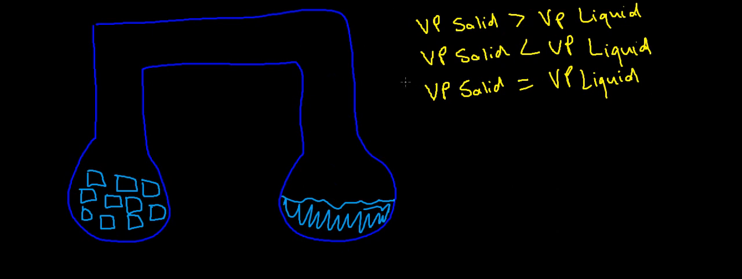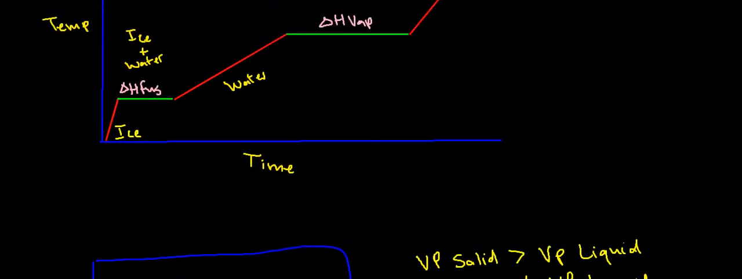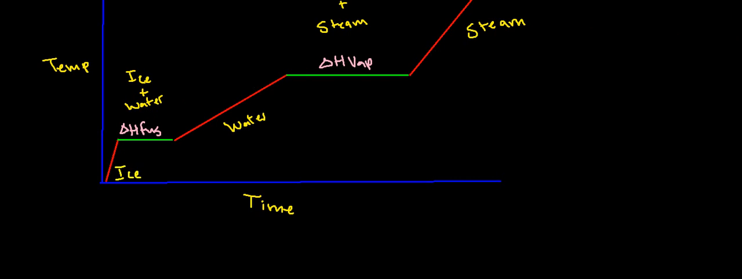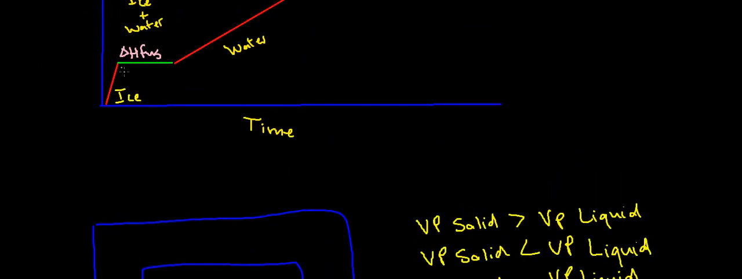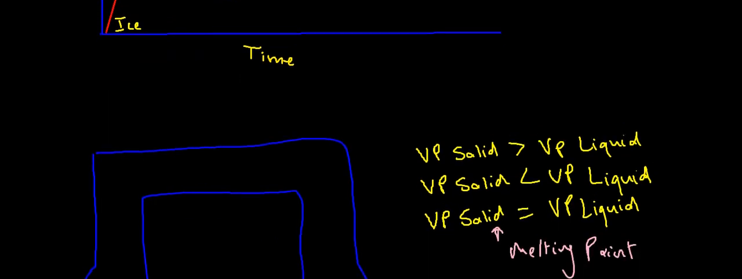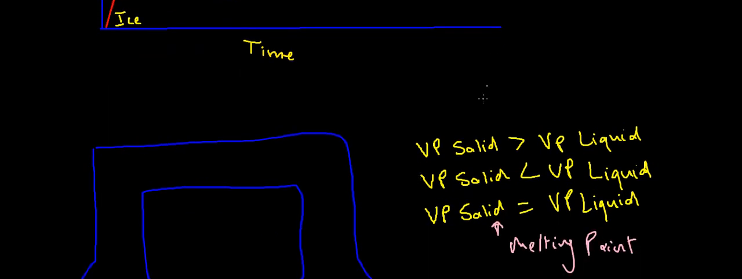In the case where the vapor pressure of the solid is equal to the vapor pressure of the liquid, then it will just remain the same. And this is what would be defined as the melting point. When the vapor pressure of the solid is equal to the vapor pressure of the liquid. That's right here. When it's in the solid phase, that is when the vapor pressure of the liquid is greater than the vapor pressure of the solid.